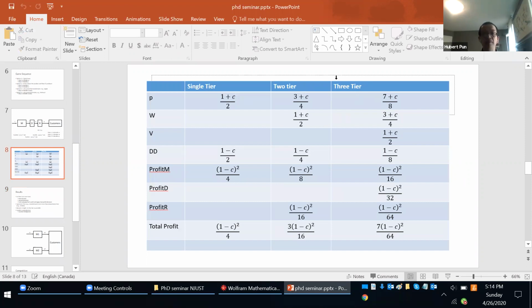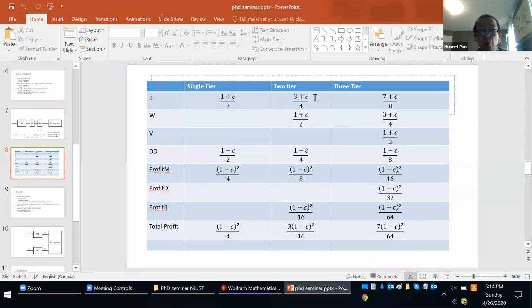There are 3 columns. The first column is single tier, which we had in the first exercise. The second column is the 2-tier, and the last column is the 3-tier supply chain. What I have done is just summarize the results. For a single tier, there's price, there's no W, no V. That's why they're empty. There's demand, there's profit M, there's no distributor profit, there's no retailer profit. And the total profit, which is the supply chain profit.